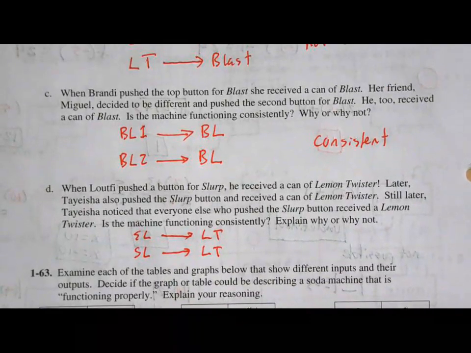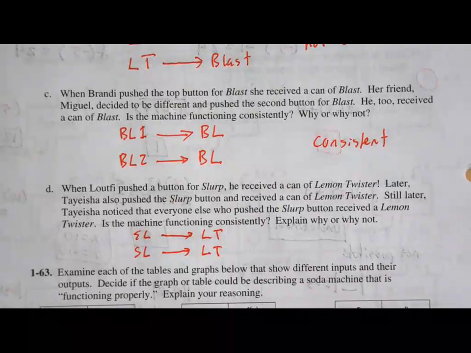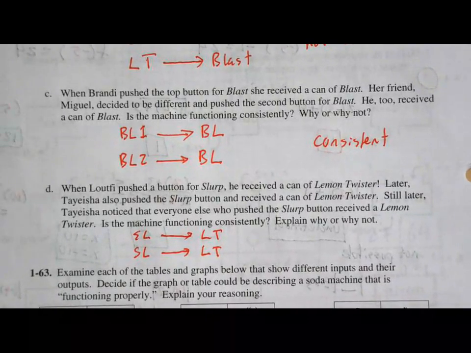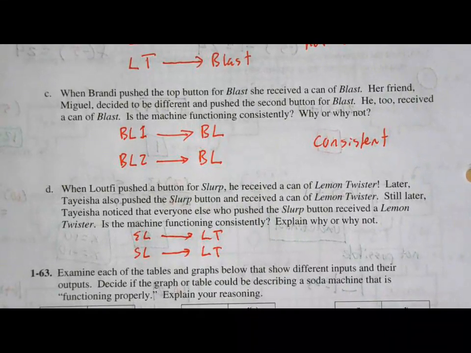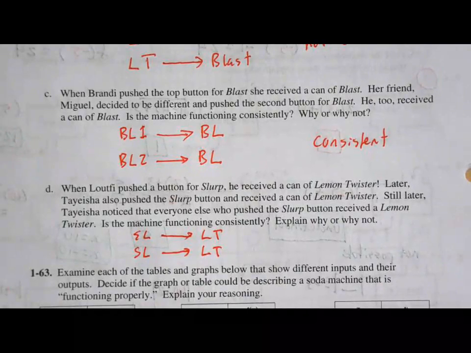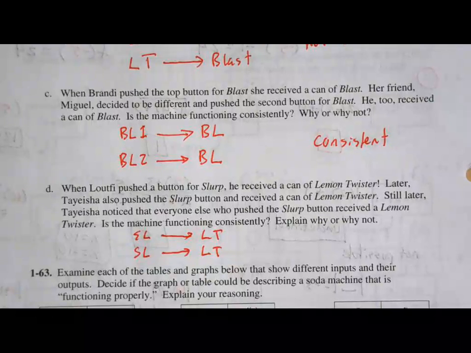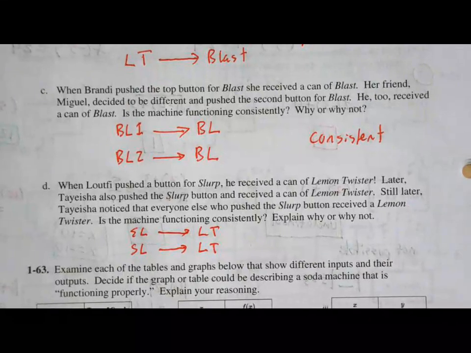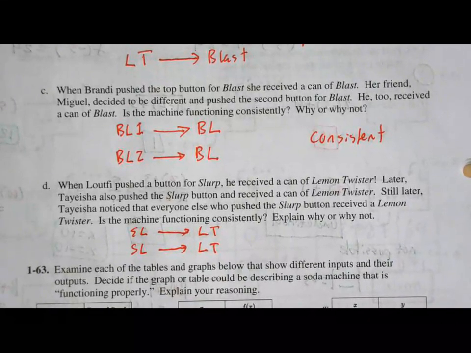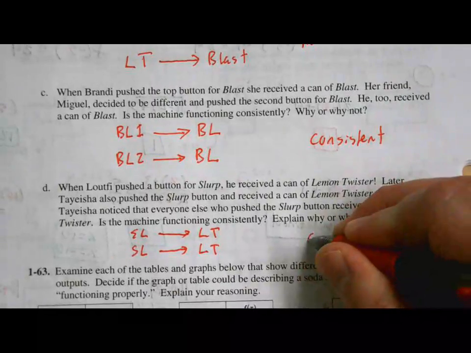Is this machine functioning consistently? Now, before we answer that, I want to ask you a different question. Is the machine functioning correctly? No, definitely not. When you push slurp, you expect to get slurp. But correct is different from consistent, right? You can do something consistently and do it consistently wrong. So my question about this one, is this part of the machine functioning consistently? And I'd say this one is consistent.